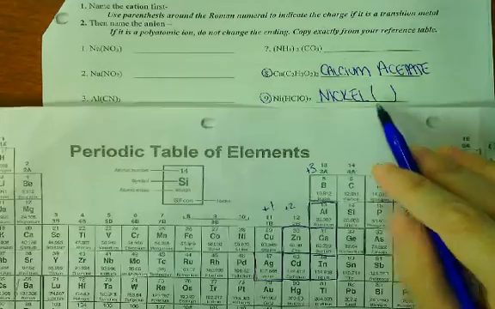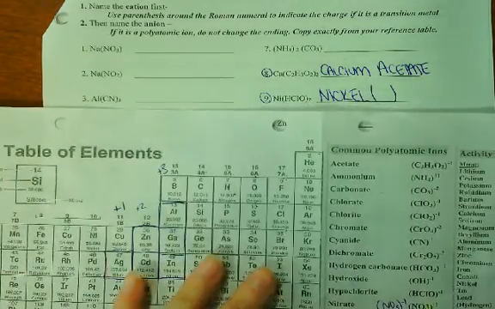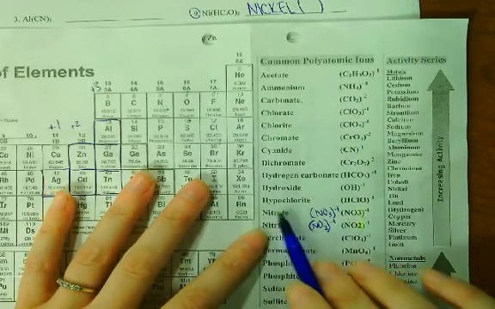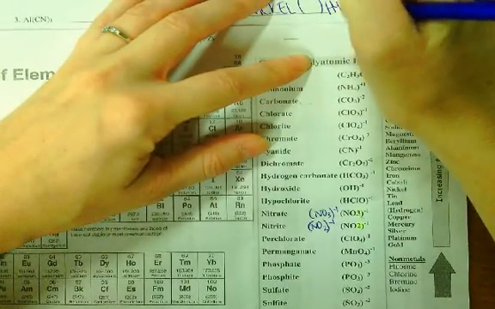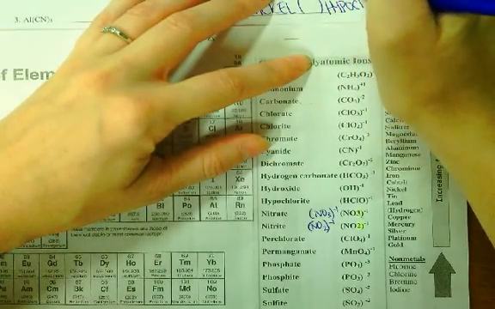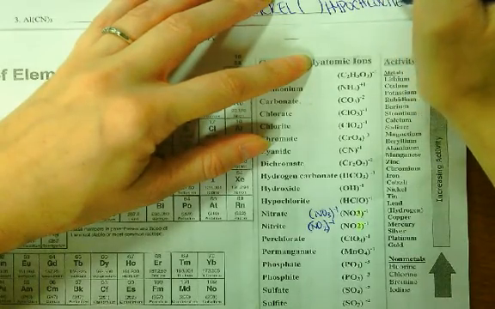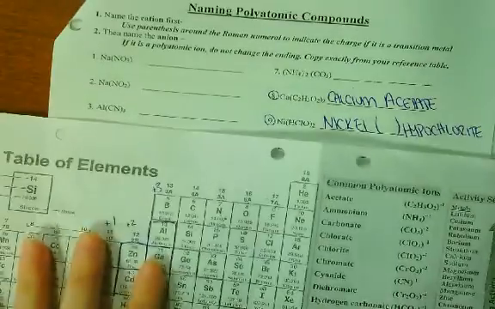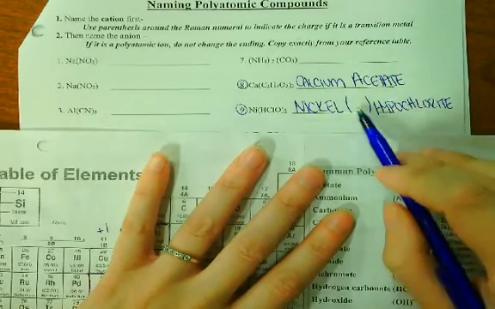And then I need to find my anion, my polyatomic, HClO right here. Hydrogen, chlorine, and oxygen is hypochlorite. So I'm going to go ahead and copy that exactly. Hypo, C-H-L-O-R-I-T-E, hypochlorite.